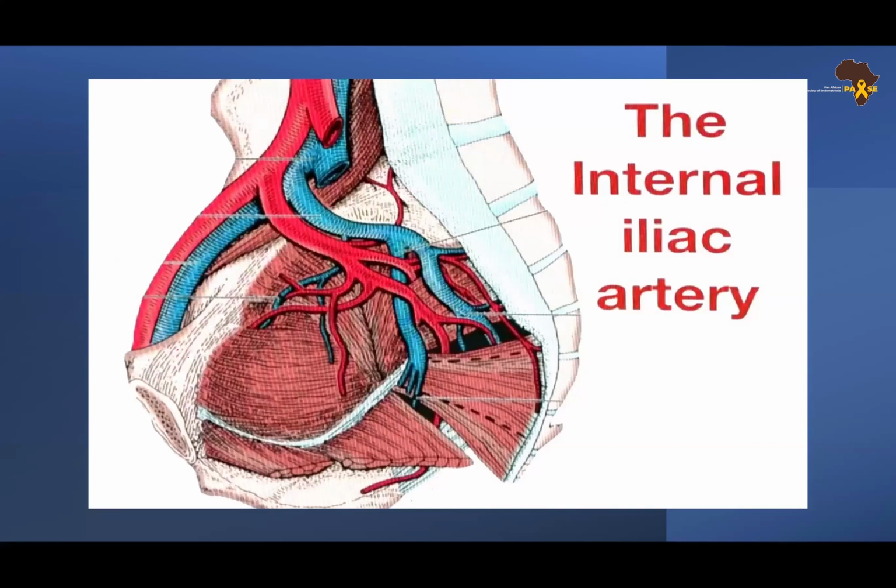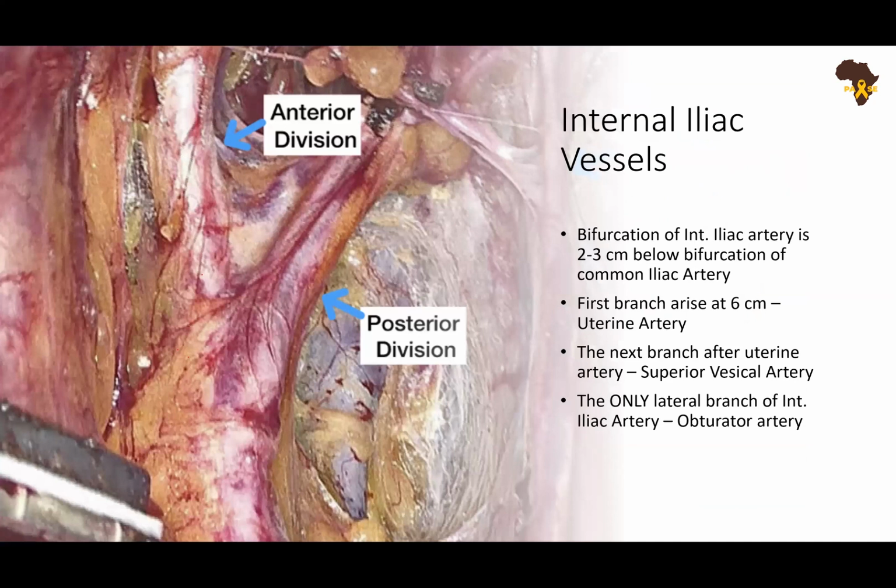The most important vessel to us, the internal iliac artery. This iliac artery is a bifurcation and a branch of the common iliac, where it divides into the external and internal. As soon as the internal and external branch is done, 2 to 3 centimeters below the bifurcation, it bifurcates into, again, the anterior division and the posterior division.